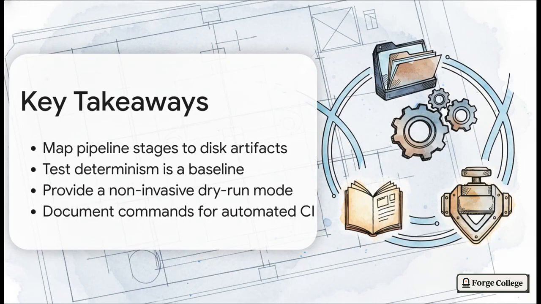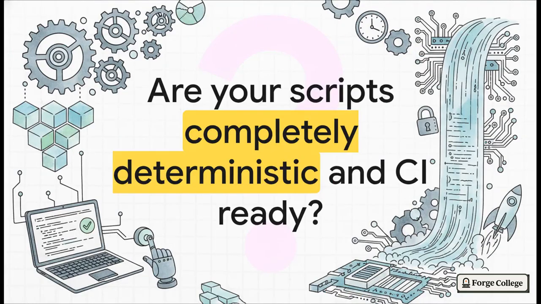Let's wrap this up by reviewing our core blueprint. Always map your pipeline stages directly to modular disk artifacts. Understand that test determinism is absolutely not a luxury, it is a mandatory baseline. Always implement a non-invasive dry run mode to keep things safe, and document the whole shebang thoroughly so automated CI can easily invoke it. Build these habits and I promise you, your Web3 deployments will be modular, totally predictable, and remarkably safe. So I'll leave you with this thought to chew on. Are your deployment scripts completely deterministic and truly ready to be handed over to the CI automation machine?